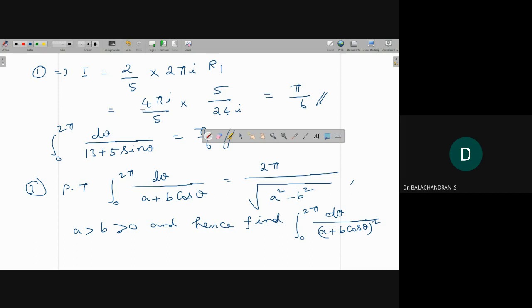So the previous two problems are for understanding the concept. Once you understand the concepts, you can easily solve any problems. Now, I'll take this as I.